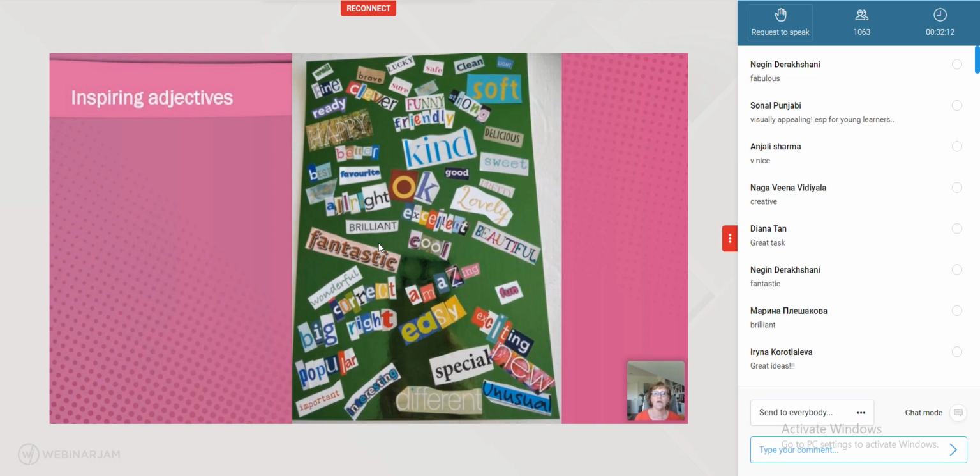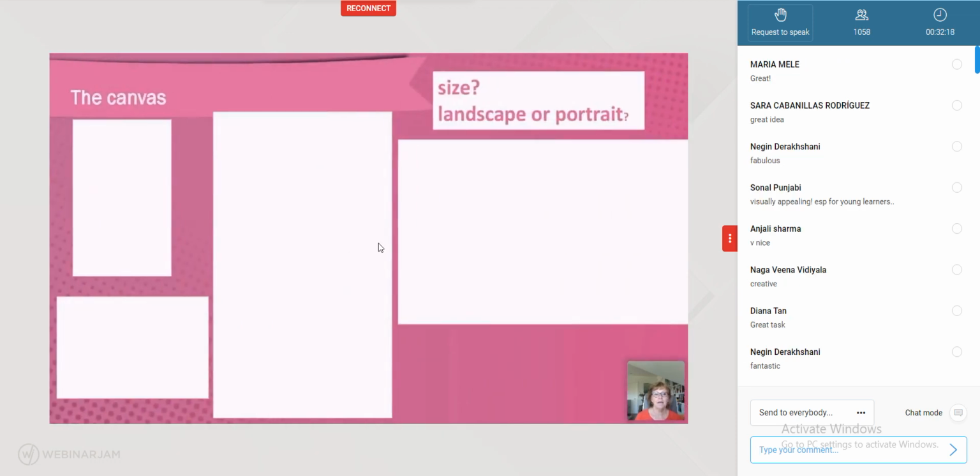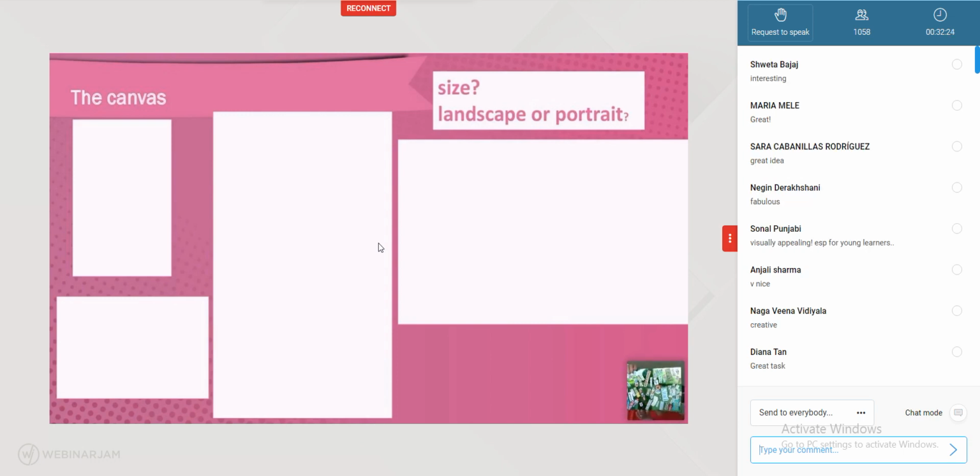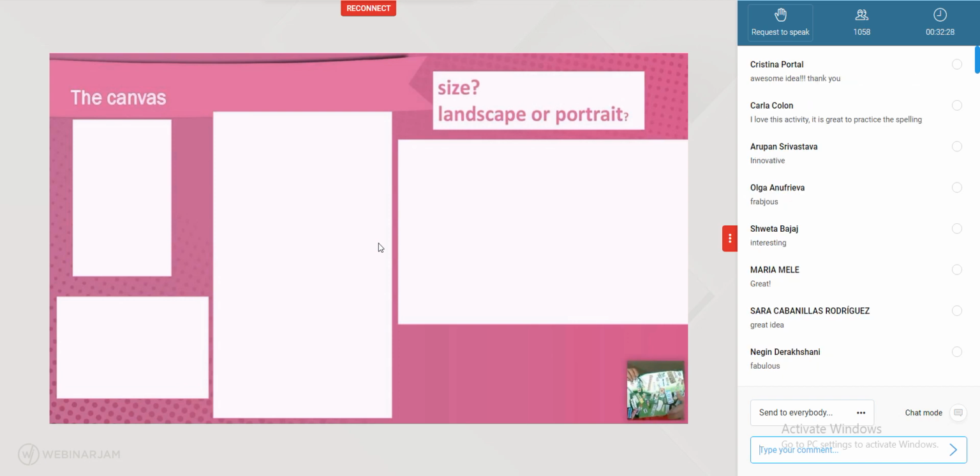And again, you can think of the layout, the size, the font, etc. So I did my poster like that. I could have done it like that. That wouldn't have been a problem, but I probably would have had to reorganize my adjectives there.